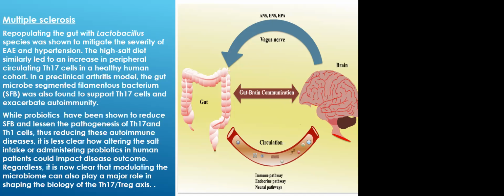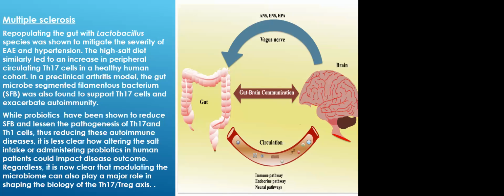So even a healthy person, if you take too much salt, it can kill those microbiomes, and it can lead to an increase in Th17 cells in the healthy human body, according to the studies. But again, we have a bad gut bug that we know, which is the segmented filamentous bacterium. This is a bad gut bug. It breaks the barrier. We need to get rid of it, right?